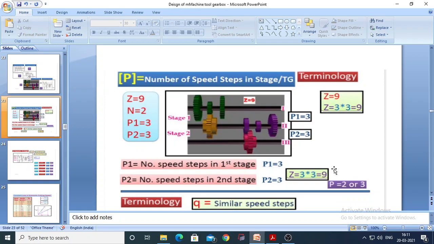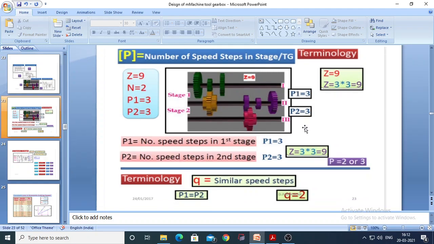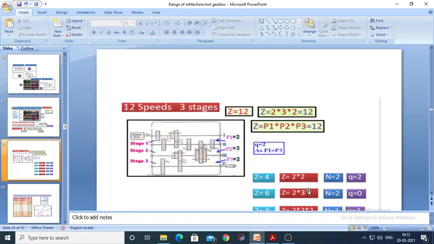This is the terminology to select the speed steps: the total number of speed steps, and the speed steps between shafts 1 and 2 and between 2 and 3. You will get the number of speed steps in the first stage and the number of speed steps in the second stage. Q is given for similar speed steps. Similar means in the first stage P1 is equal to 3 and in the second stage P2 is equal to 3, so we can write P1 is equal to P2, and you will get the Q value equal to 2. Similar speed steps, this one and this one, you will get 2.